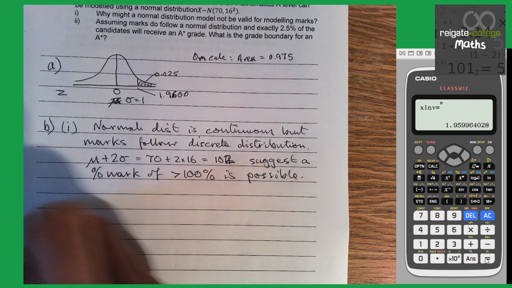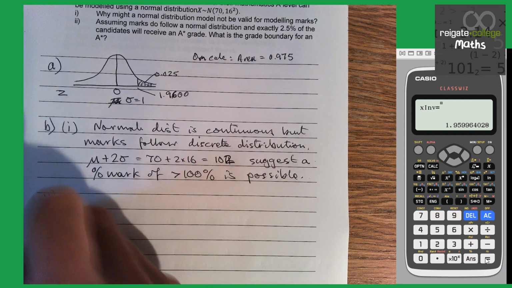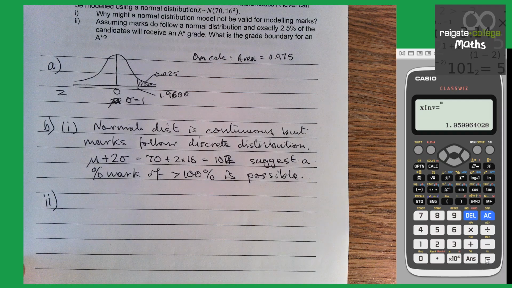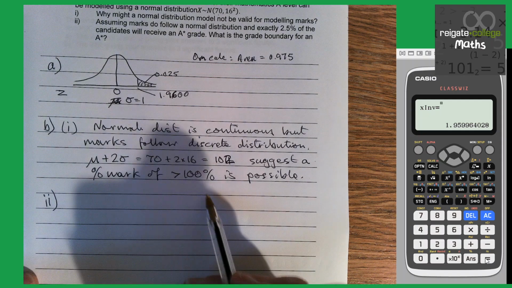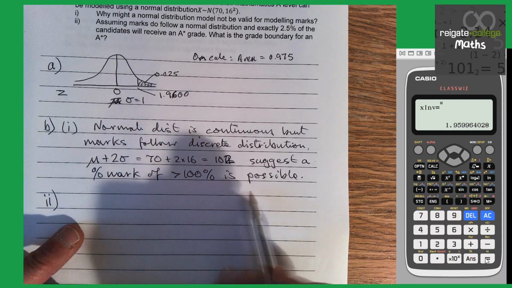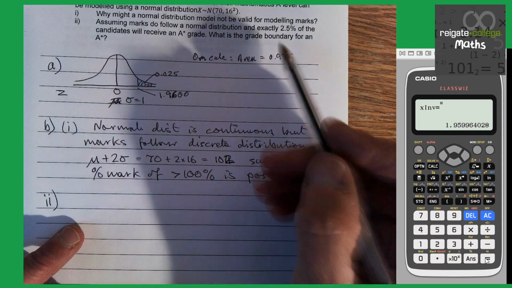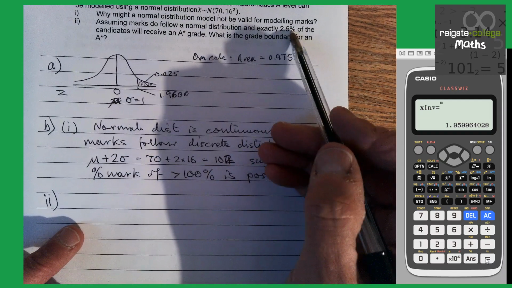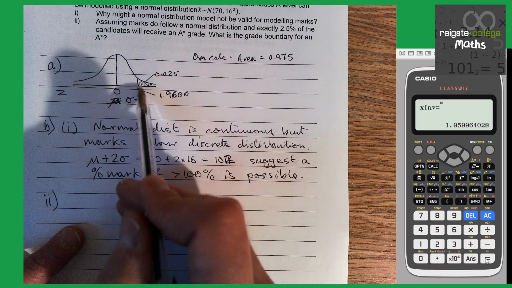So let's go on to part 2. We're going to say, assuming that the marks do follow a normal distribution and exactly 2.5% of the candidates will receive an A grade, what is the grade boundary for an A star? Well, for 2.5% of candidates to get an A star, well, A star is going to be up at the top end.